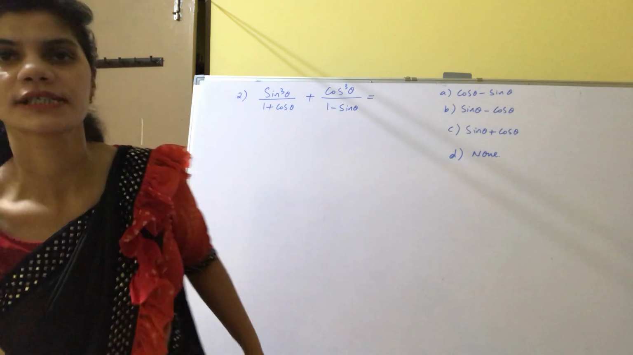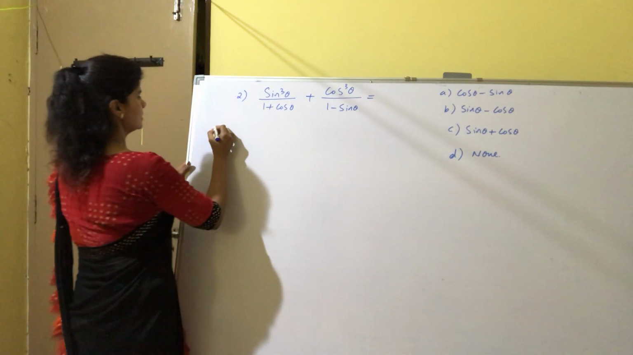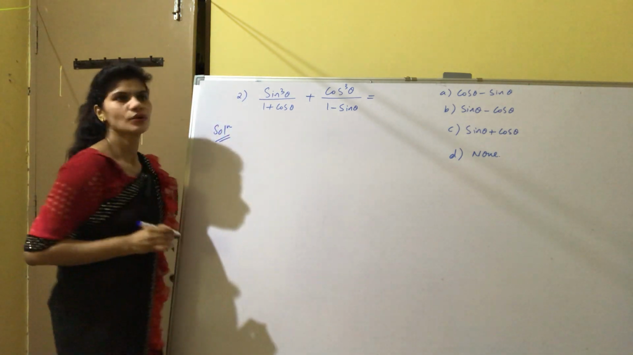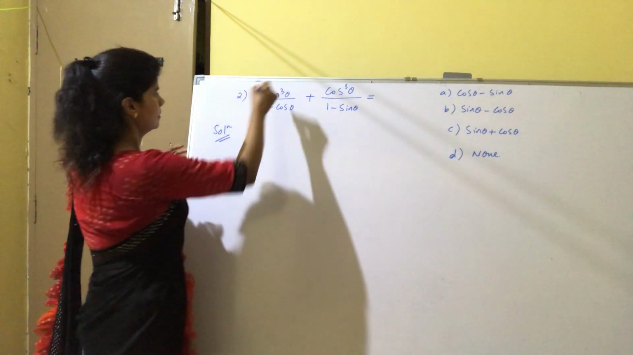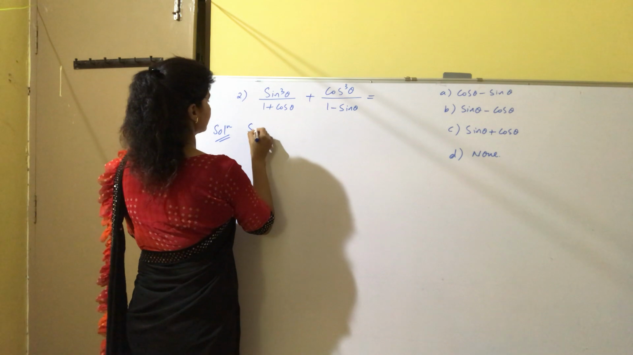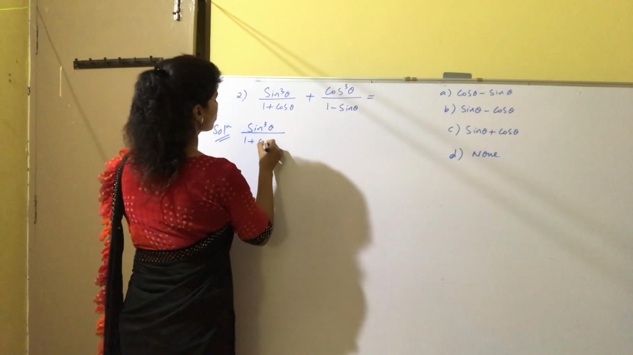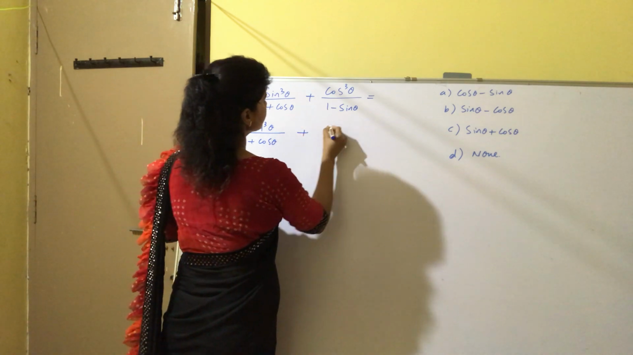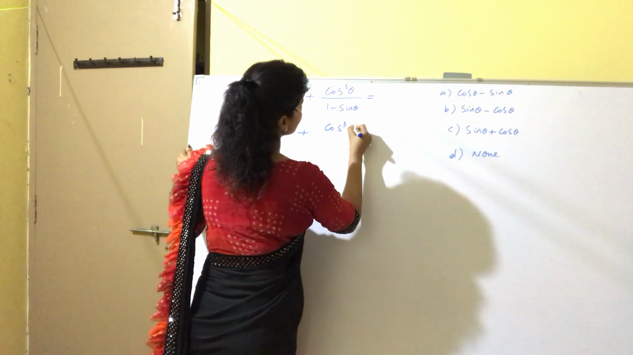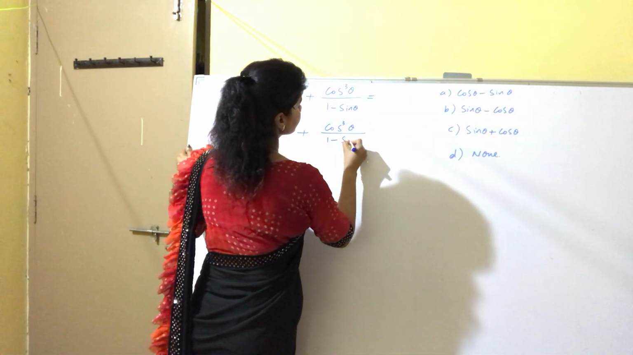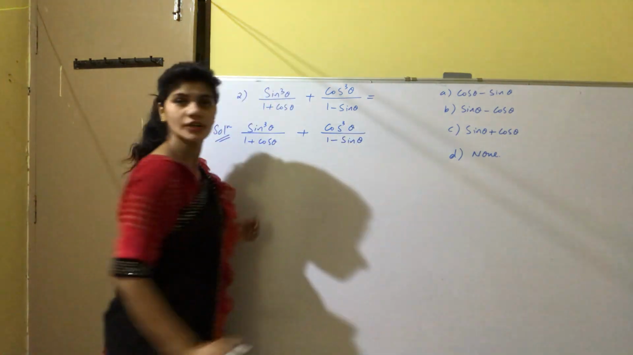So this is our question. See carefully for the solution again. See the solution. Okay students, take the given step as it is. Sine cube theta upon 1 plus cos theta plus cos cube theta upon 1 minus sine theta is our question.